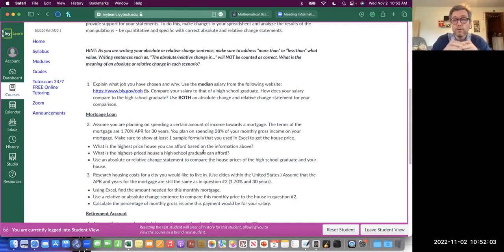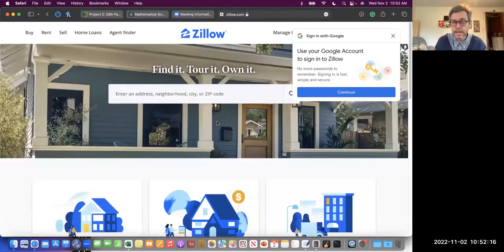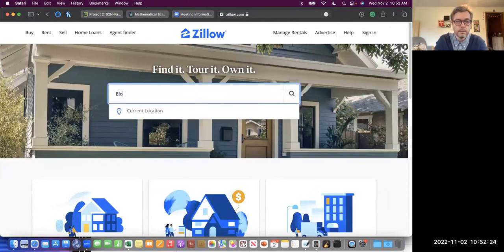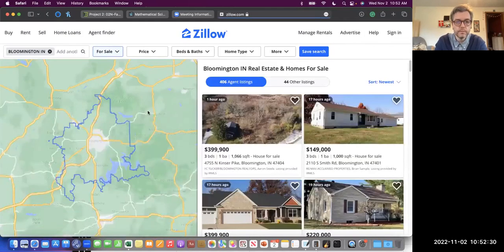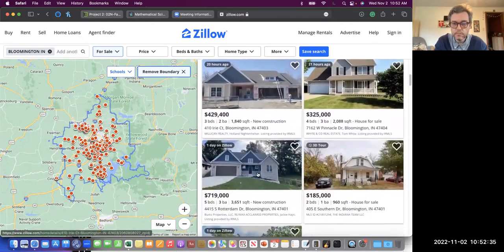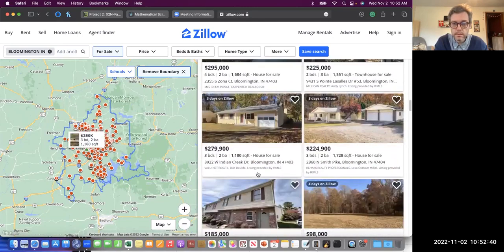Now, the next thing is I want to research a city that I want to live in and pick a house and kind of do everything the opposite. So is it perfect? No, but I'm going to go to Zillow.com and I'm going to find a house that I want to live in. So where do I want to live? I don't know. Bloomington, Indiana. Sounds good. So I pick a house I want to live in. None of these look too bad.